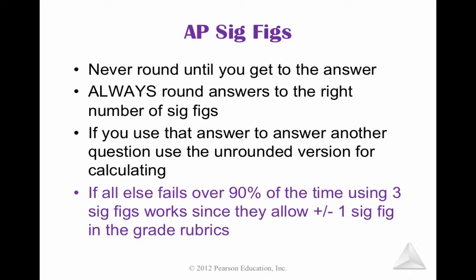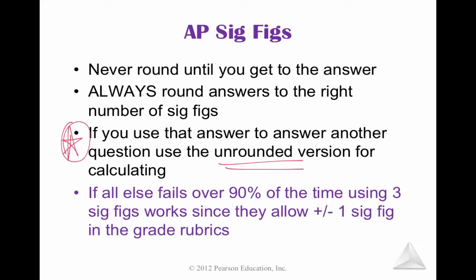Always round your answer to the correct number of significant figures. If you use that answer, right, let's say you calculated something, if you use that for another calculation, use the unrounded version. Okay, this is going to be a very important step. Always use unrounded versions in calculations. Do not round until the very end. And then if all else fails and you're not sure, usually about 90% of the time using 3 significant figures will work.